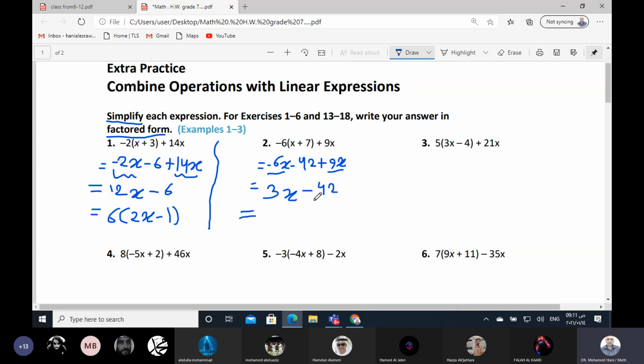Now the GCF between 3 and 42 will be 3, open parenthesis. 3x divided by 3 will be 1x, means x. And 42 divided by 3 will be 14.